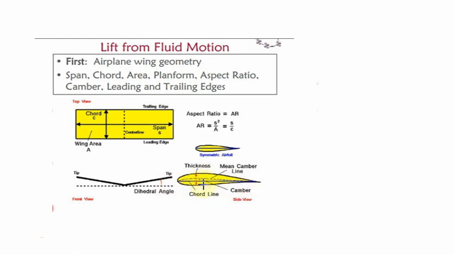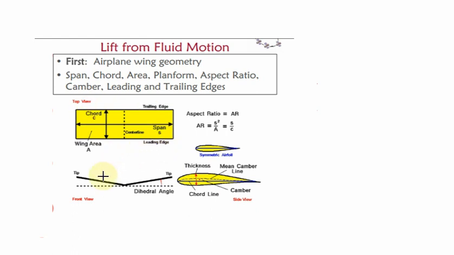Then dividing the aerofoil into two equal parts, that line is called the mean camber line. The distance between the upper and the lower surface is called thickness. Then the distance between the chord line and the camber line is called camber. Now you come here, this is for the wing section.